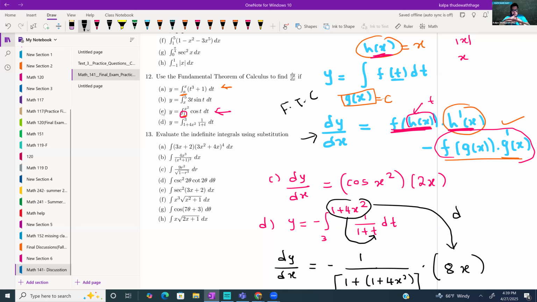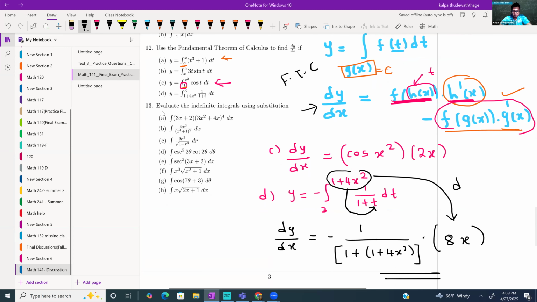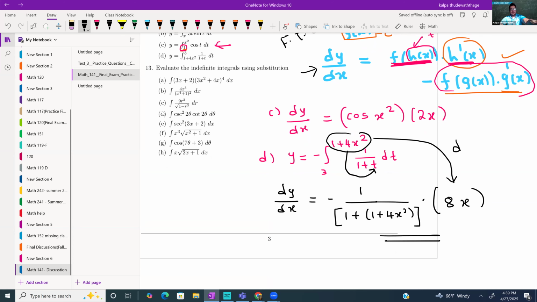Okay. Evaluate the indefinite integral using substitutions.